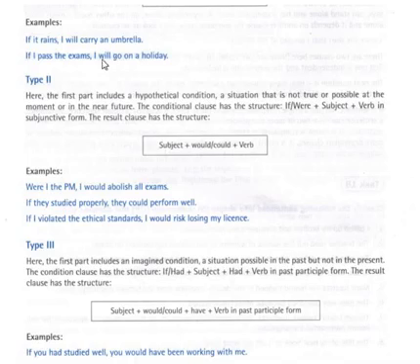Let's go for the second sentence also. If I pass the exams, I will go on a holiday. This is type 1. Now type 2: if I passed the exams, I would go on a holiday, with would instead of will. Now coming to type 3: if I had passed the exams, I would have gone on a holiday. So there end your three types.